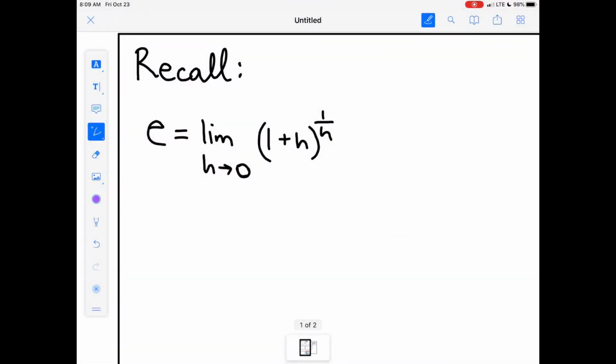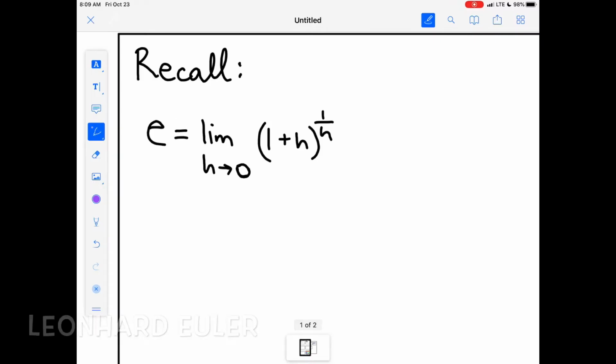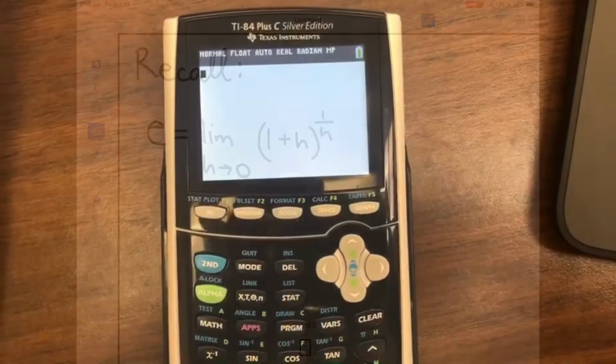Now, you might remember from pre-calc that e is referred to as Euler's number, named after the mathematician Leonhard Euler, but it's spelled E-U-L-E-R. And here is one of our definitions for how we can go about discovering e. You might remember that e is irrational, just like pi, and we will look at where we find those values or where that number is on our graph.